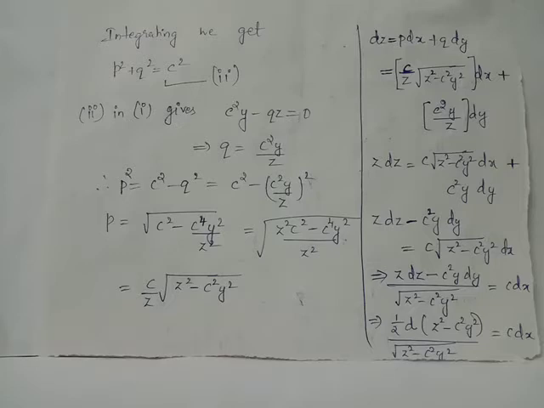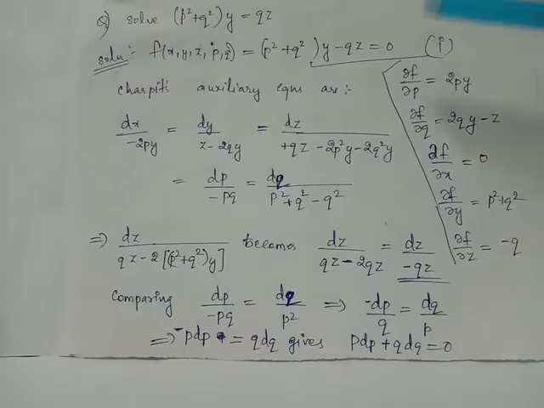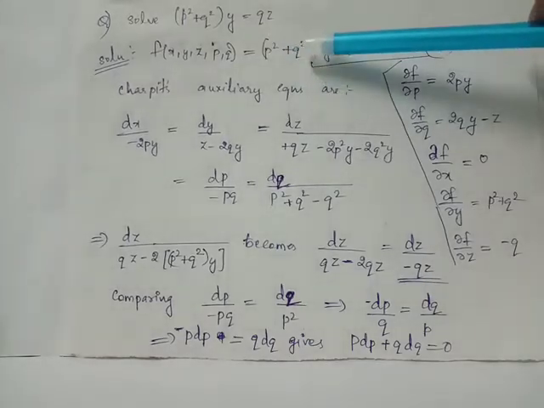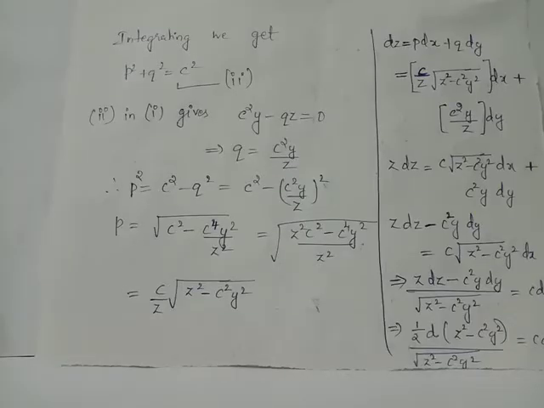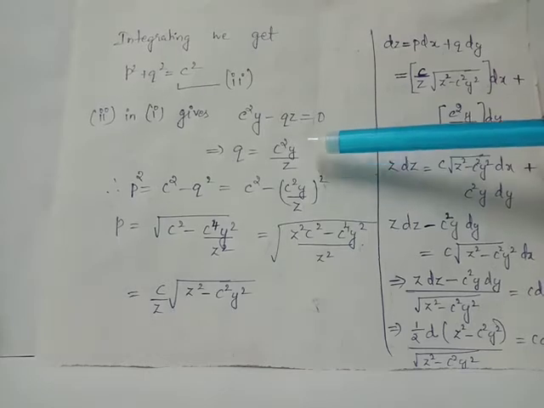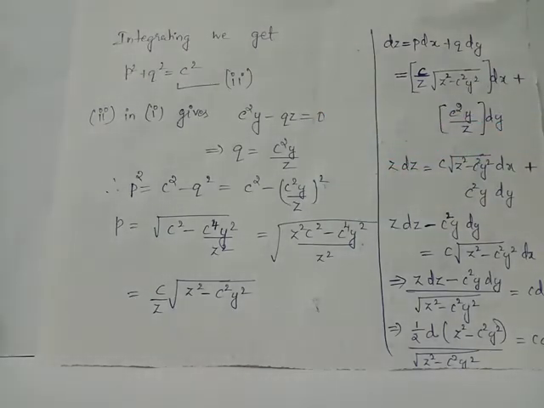When equation 2 is applied on equation 1, we just have to replace in equation 1 p square plus q square by constant c square. Therefore, now 1 becomes c square y minus qz equals 0, from where we have q equals c square y upon z. This is an expression of q independent of p. Using this expression, we will find out an expression for p independent of q.